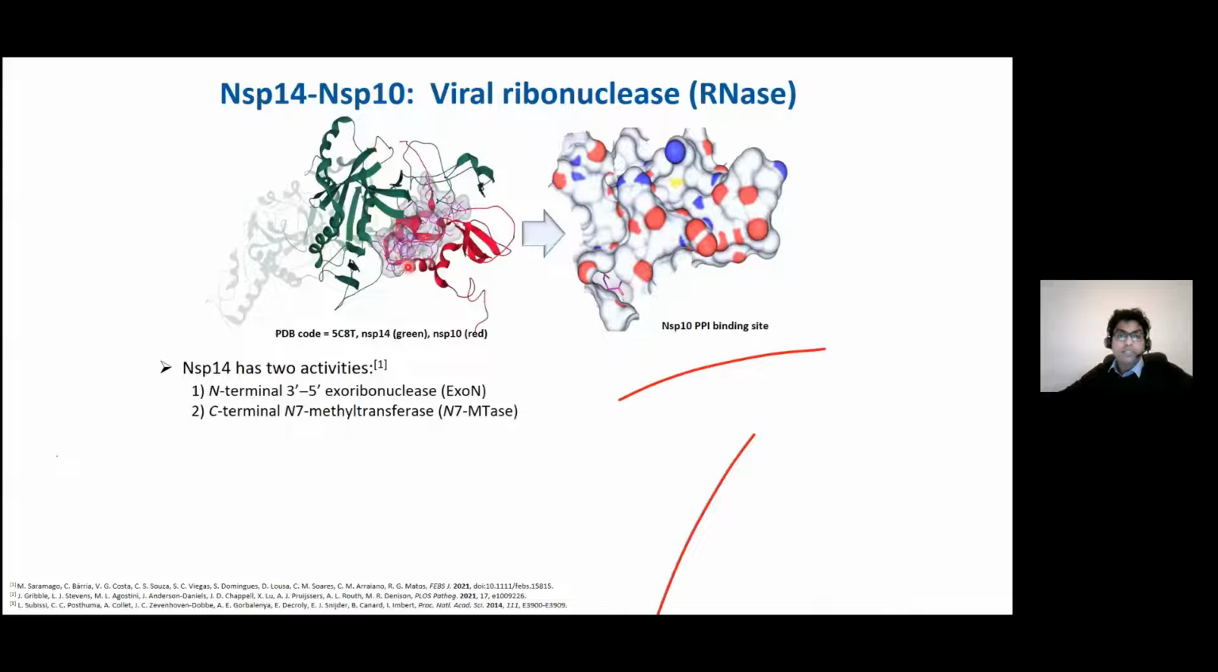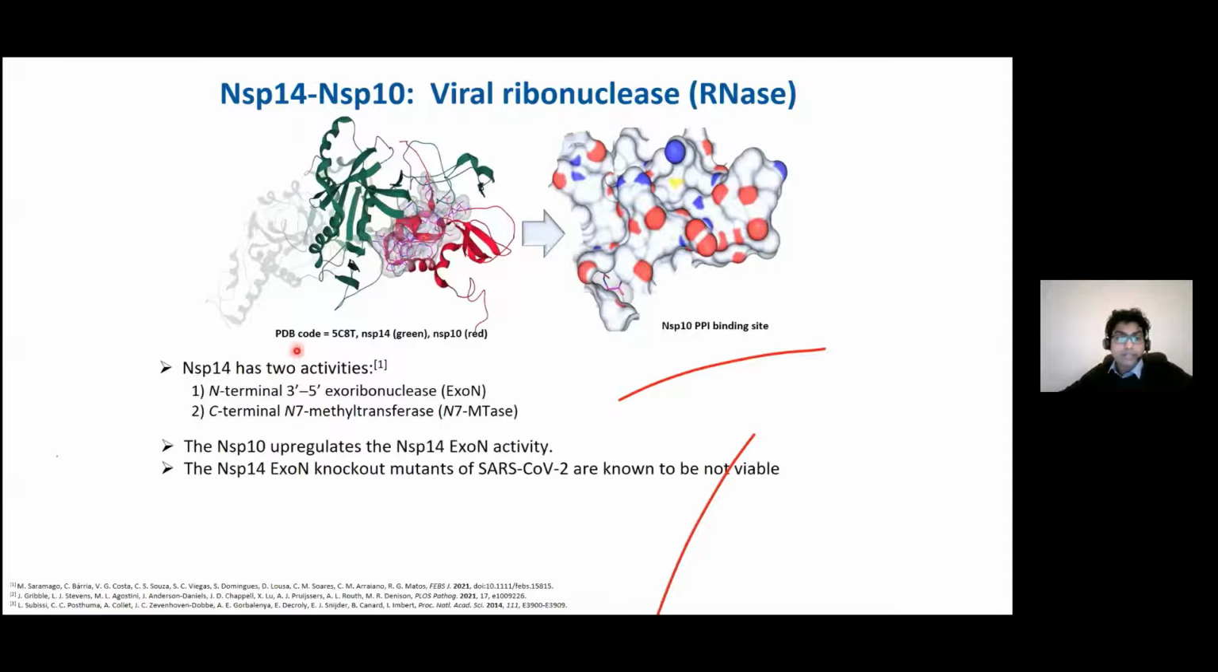But what is the role of Nsp10 then, if Nsp14 has this activity? Actually, Nsp10 acts as a ligand for Nsp14. So without Nsp10, there is no activity of Nsp14, right? They have to be in a complex to get this activity done.